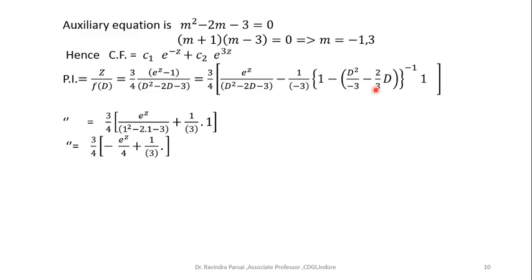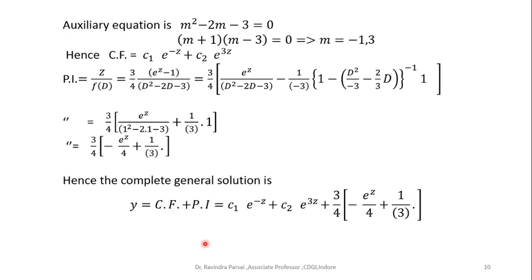So this, and you shift it into the numerator and operate over 1. So this gives you 3 upon 4, e raised to z upon f of D, put D equal to 1. So this will be 1 square minus 2 into 1 minus 3. So plus 1 minus 1 is plus 1 upon 3 into 1. So this gives you 3 upon 4 of minus of e raised to z upon 4 plus 1 upon 3.